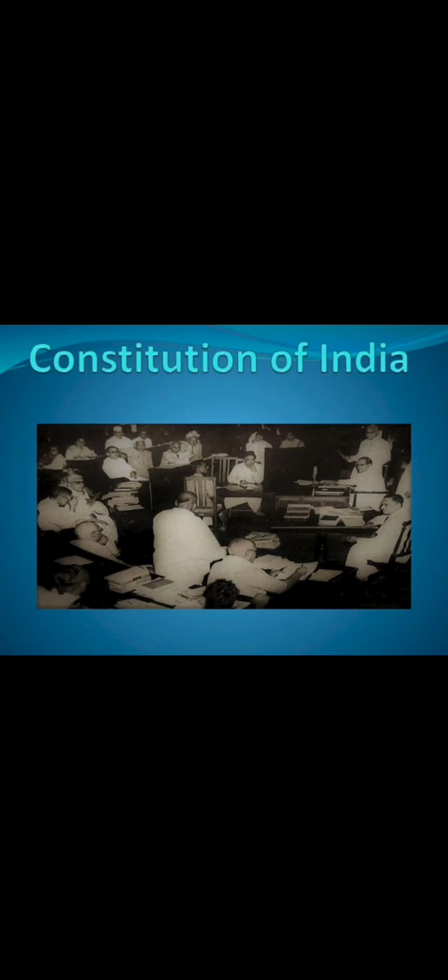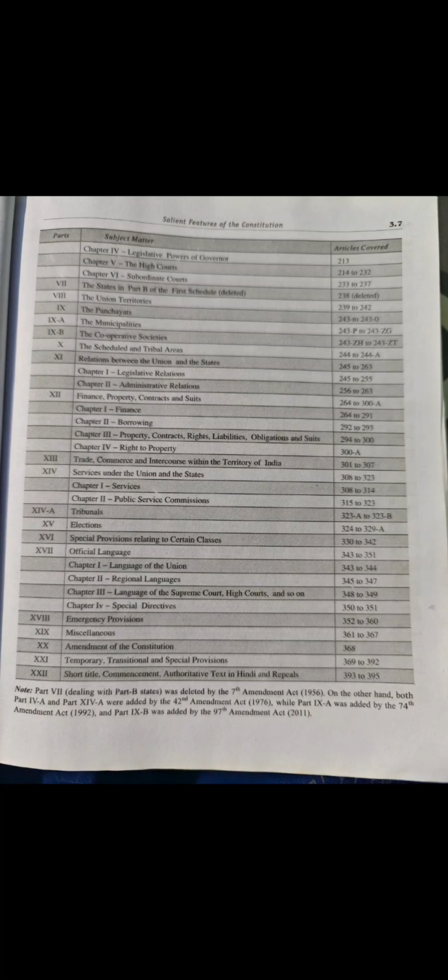Namaskar everyone. Let's start chapter 3 of M. Laxmikant, Polity. And this chapter is about salient features of the Constitution. Let's start with introduction.